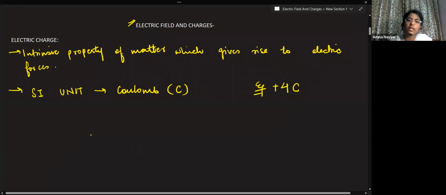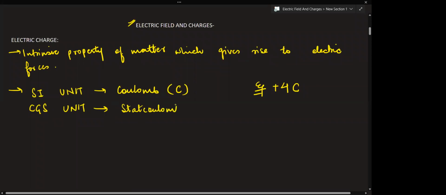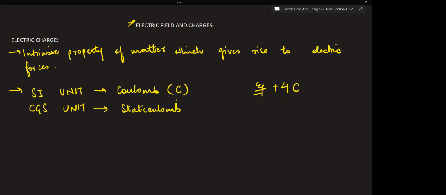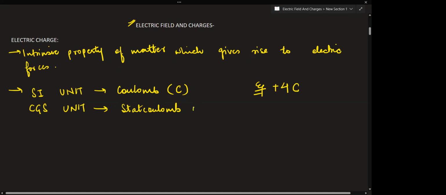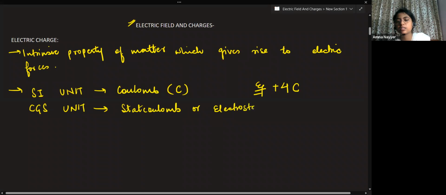We have the CGS unit as well. So you should remember the CGS unit as well. The CGS unit is stat coulomb. This is also called stat coulomb, or we also write it as electrostatic coulomb. So we represent it by ESU. So either it can be stat coulomb or it can be electrostatic coulomb. So this is represented by ESU. So this is the CGS unit of electric charge.